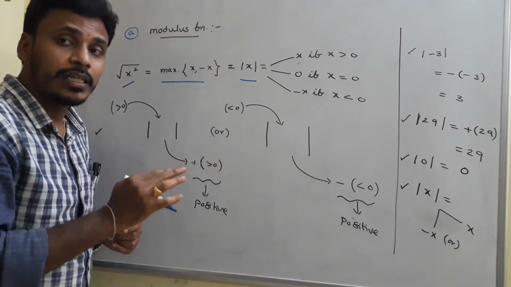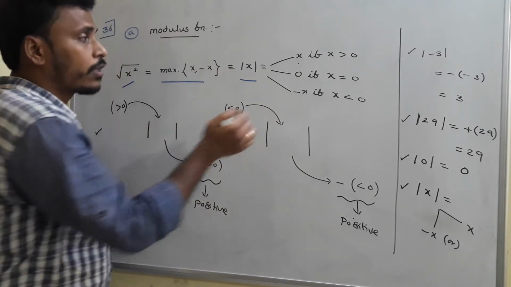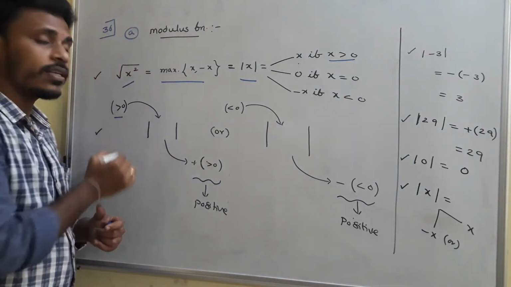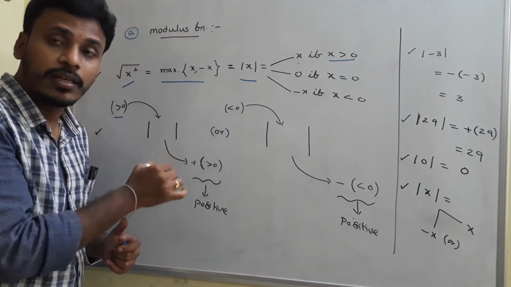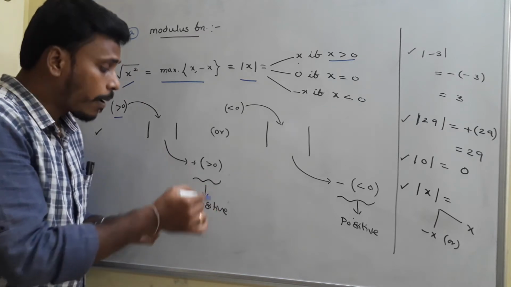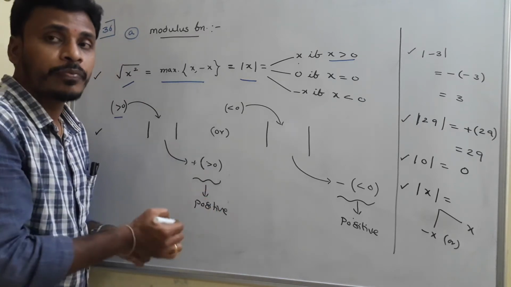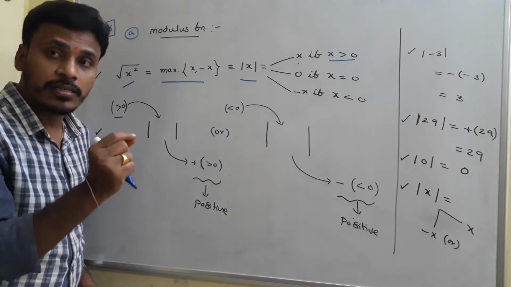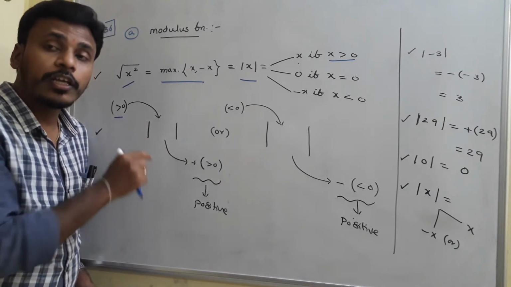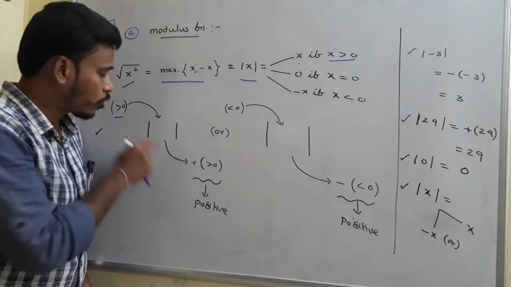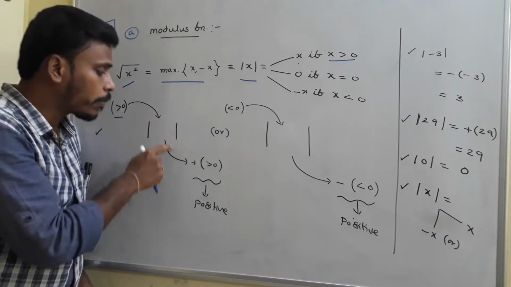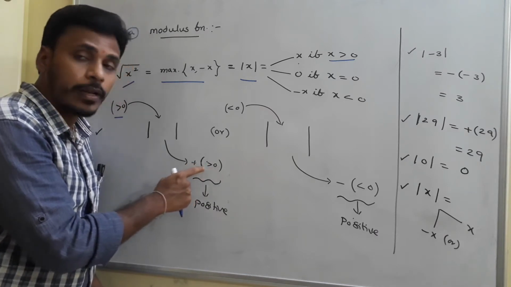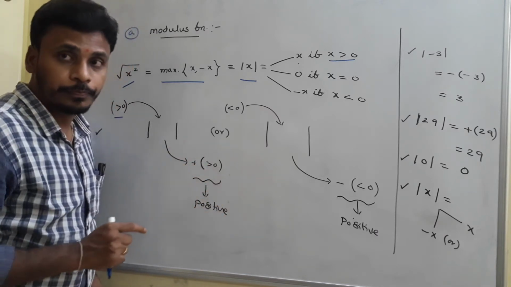You just treat this modulus as a machine. See, okay, x greater than 0. In the sense, if your input is greater than 0 for the modulus, then your output is plus of that input. This modulus function multiplies a plus sign to the input if your input is positive. So, if your input is positive, it multiplies with a plus sign, plus of greater than 0. See, this plus of greater than 0 is again positive.